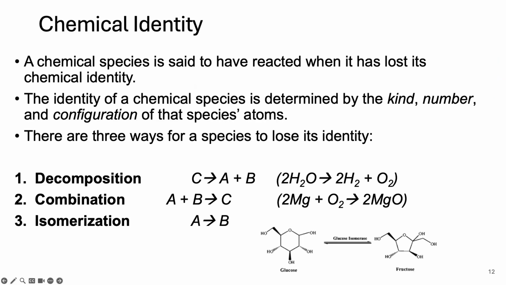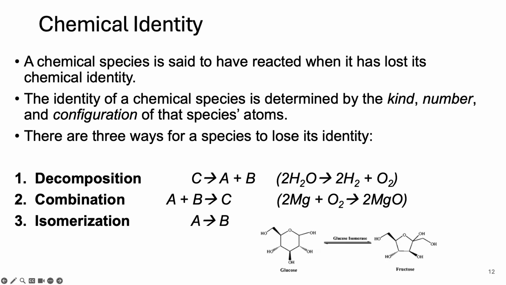And when we're talking about a chemical reaction, whether we know a chemical reaction has taken place, the way we're going to define that is by saying that it occurs when a species has lost its chemical identity. So what is an identity? Well, identity is determined by the kind, number, and configuration of a species' atoms. If one molecule has more carbon atoms than another, okay, that's going to be a different species. It will have a different identity.